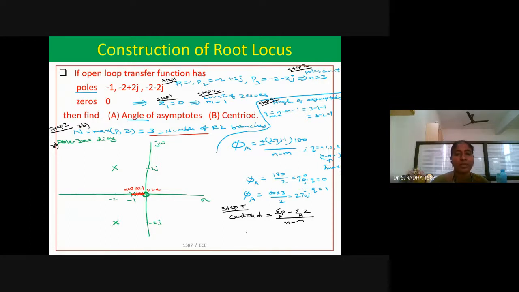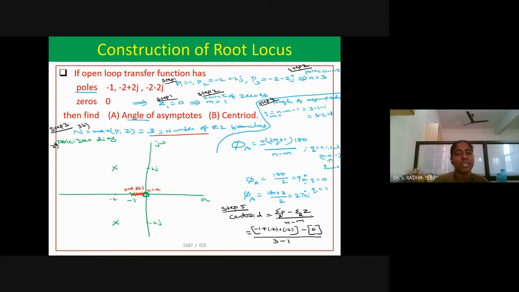Now, what are the pole values? You can see P1 value is -1. Then for P2 and P3, only the real part you have to take: -2, then -2. These are the sum of poles. Minus the sum of zeros. The zero value is 0, one zero present at the origin. Divided by the count: number of poles is 3, number of zeros is 1. This is the calculation.